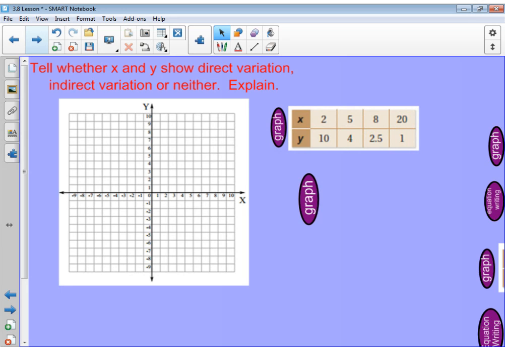Okay, so we've got 2, comma 10. So over to 2, up to 10. 5, comma 4, over to 5, up to 4. 8, 2.5, so over to 8, up 2 boxes, and then another half. I can already see it's curved. I could do the 20 over 1, but mine doesn't go out to 20, but I am noticing it is a curved line. So this would once again be an indirect variation.